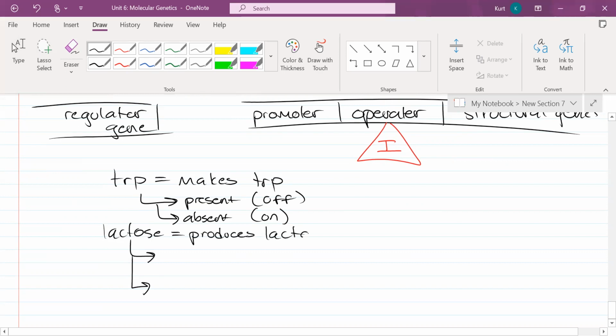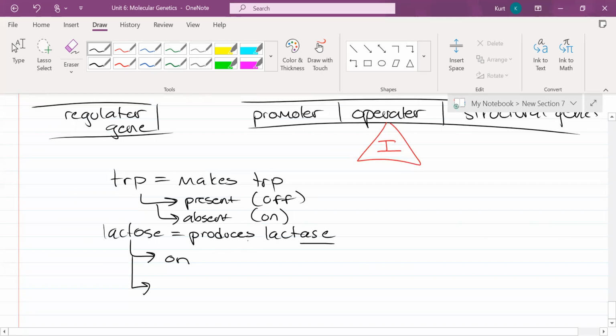Just by looking at the name lactase, what does lactase break down? It breaks down lactose. Under what conditions do you think the lactose operon is going to be on? When lactose is or is not present? When it is present, because you need to break it down.